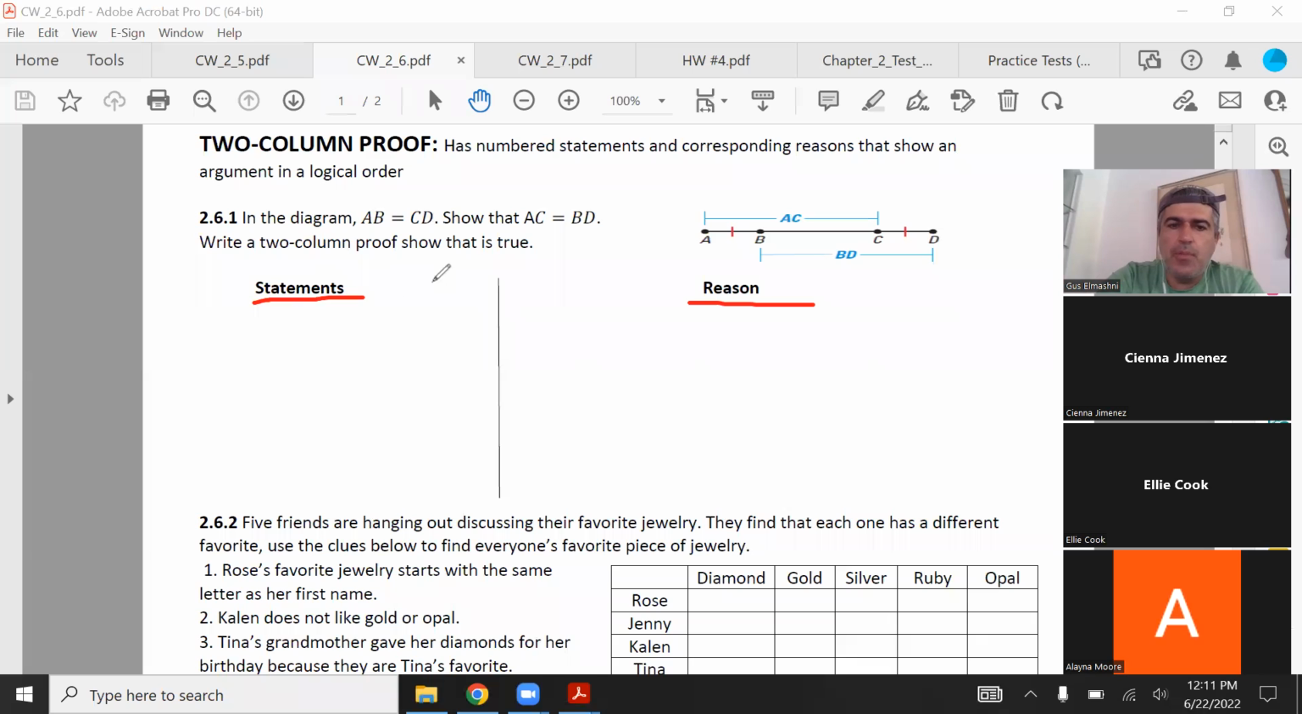So we had a 2-column proof for AB equals CD, and then you have to prove that AC equals BD. Well, obviously, these two add up to AC, and BC and CD add up to BD, and they share BC. So it makes sense that obviously AC equals BD, but you have to write it out, right? And so that's what I did in the video.